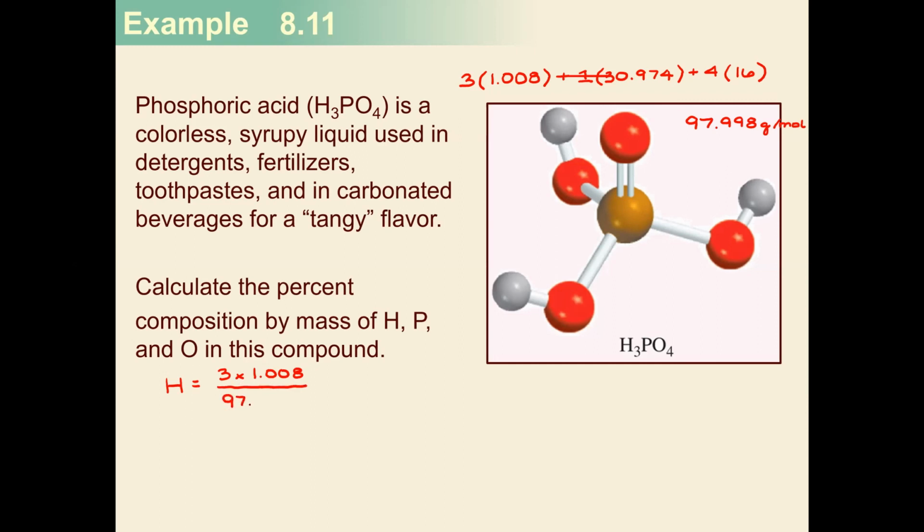So that is 97.998 grams. We are going to multiply that by 100%, and you will come to find out that the total mass of this compound by percentage of hydrogen is 3.09% hydrogen. So now that we have our hydrogen, let's go ahead to the phosphorus.